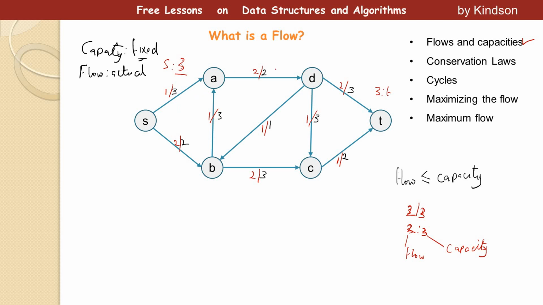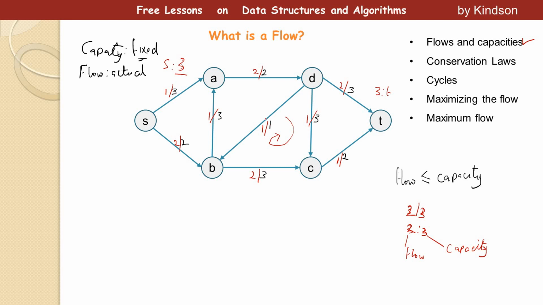So these are the two conservation laws. They apply to the edge, and they also apply to the network as a whole. Let's now talk about cycles. Cycles are sets of edges that form a cycle. So we have something like this: from D to C to B and back to D. So this is a cycle.